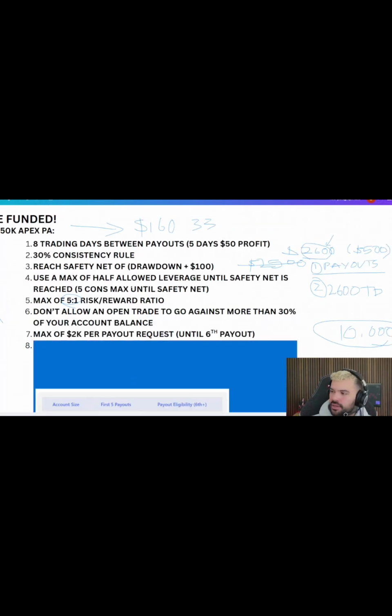Now, once you're eligible for payouts on the 50K accounts, until your 6th payout, you can request a max of $2,000 per payout request. And again, that's why I say if you're going to use Apex, don't just grab one account. Take advantage of the scale. This isn't a problem if you've scaled across multiple accounts.